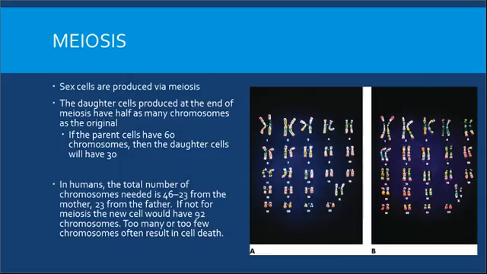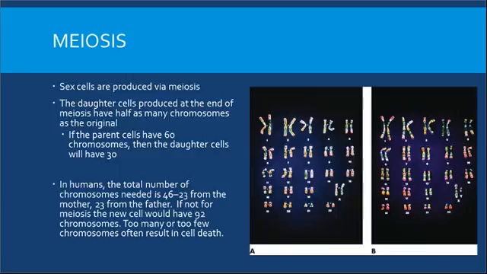Let's look at meiosis next. So sex cells are produced via meiosis. And a couple important tidbits for you to remember for your quiz. The daughter cell produced at the end of meiosis has half as many chromosomes as the original. So an example, if the parent cell has 60 chromosomes, then the daughter cells will have 30.